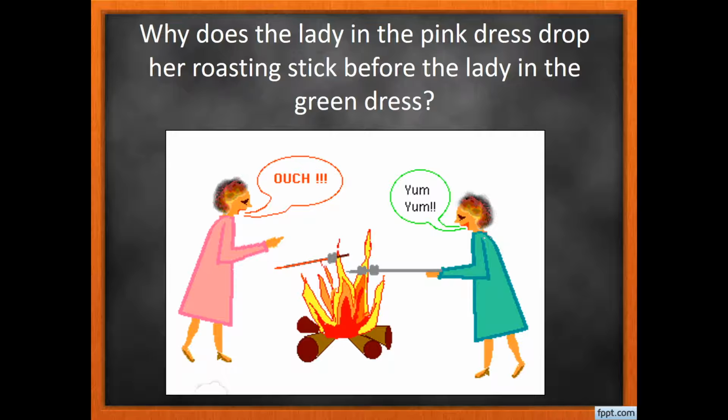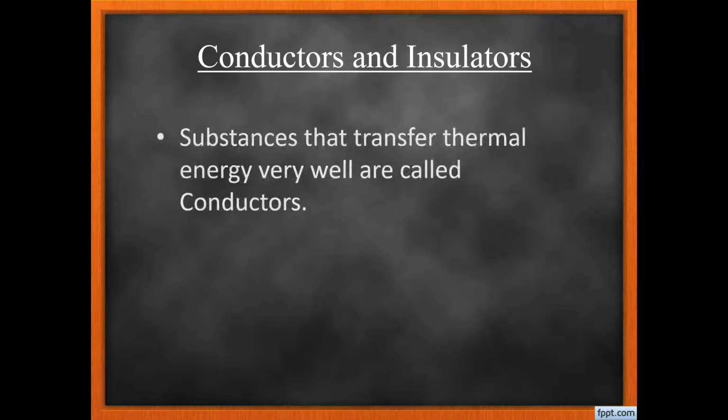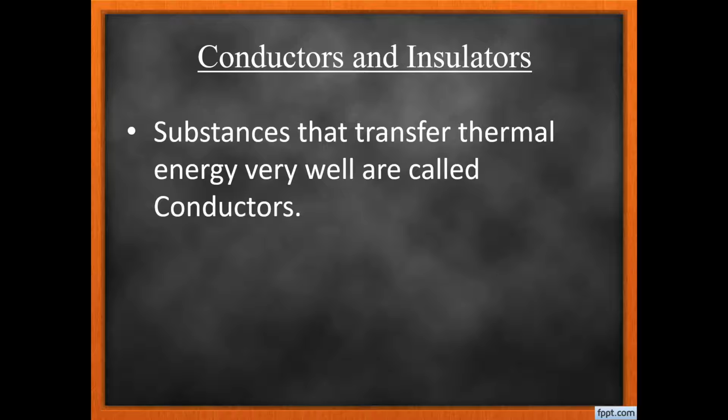So how does the lady in pink drop her roasted stick before the lady in the green dress? Yeah, you can say it's because it's shorter, so the heat can quickly spread across it. Yes, it would. Metal gets hotter way faster than wood.